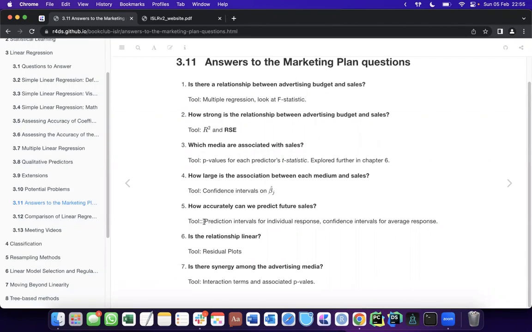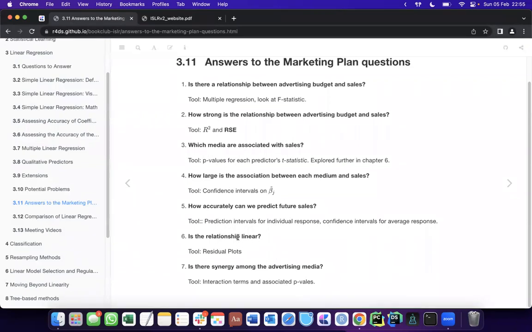We can use prediction intervals for each of those individual responses. So for each individual observation, we're going to have an interval of what we think, according to our model. And then around that point, we can compute a confidence interval, and then maybe give an average there.